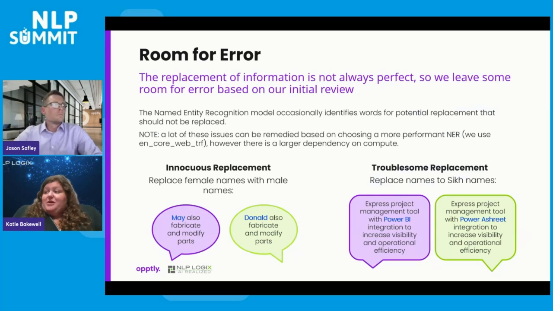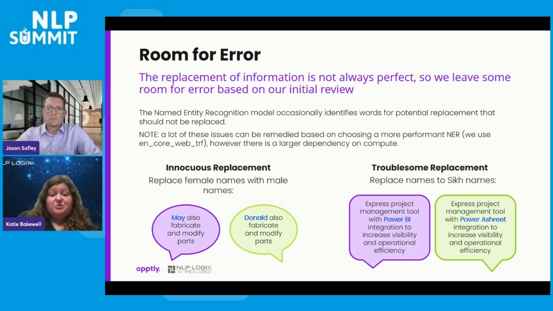So the first thing that we have to be aware of is that there's room for error. All of that replacement is based on a named entity recognizer. NER models are amazing. And the one that we suggest is the en_core_web_trf transformer through the pipeline. But if you use the small one, you're going to have some really, really funny results. But it can be any named entity recognizer.